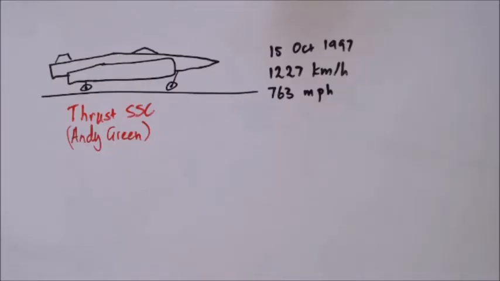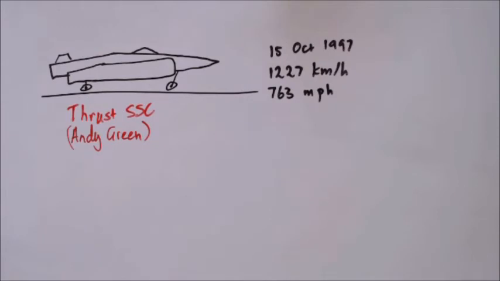On the 15th of October 1997, Andy Green was at the controls of a land vehicle powered by 2 jet engines called Thrust SSC, and he set the world land speed record. In fact, he bettered a record which had been set by the same vehicle piloted by him about a month earlier. And that speed record is now at 1,227 kilometers per hour, equivalent to 763 miles per hour. And that is above the speed of sound.